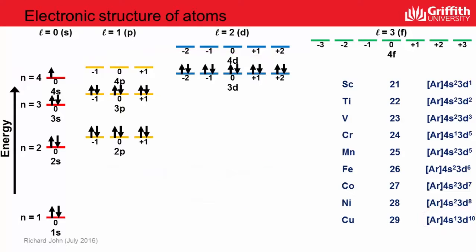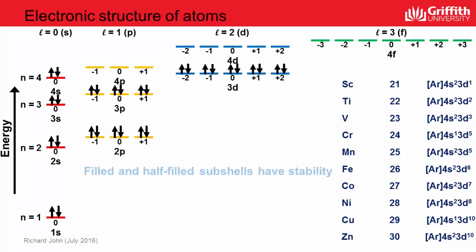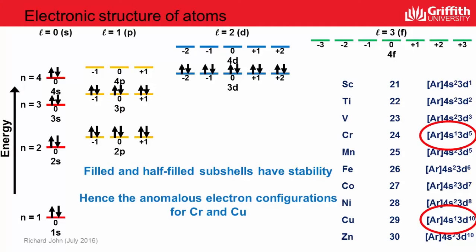So we can go on and add a 30th electron, and we would need to fill in the lowest available energy orbital, which would be the 4s. So we put that 30th electron into that subshell, and we've got the zinc electron configuration of the argon core 4s2, 3d10. So we're back on track as far as what we would expect. So filled shells and half-filled shells have an inherent stability, and they are therefore responsible for these anomalous electron configurations that we see for chromium and copper.